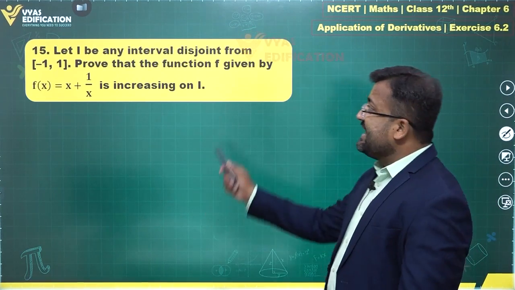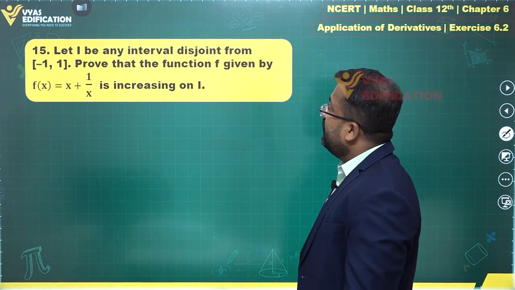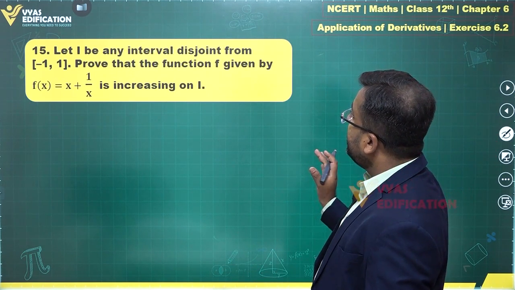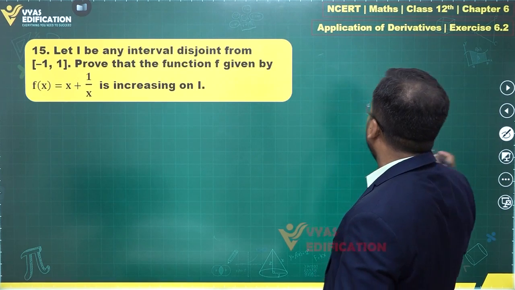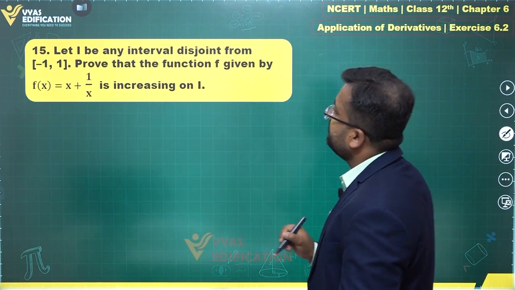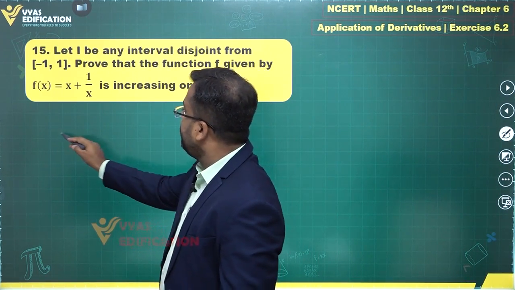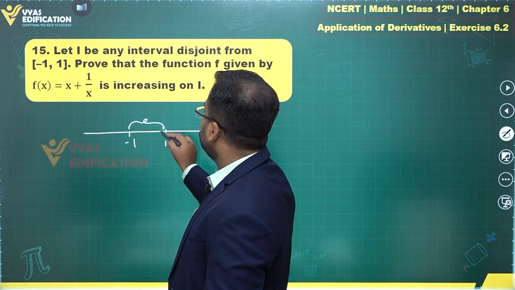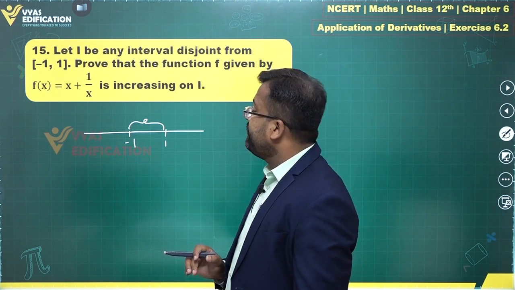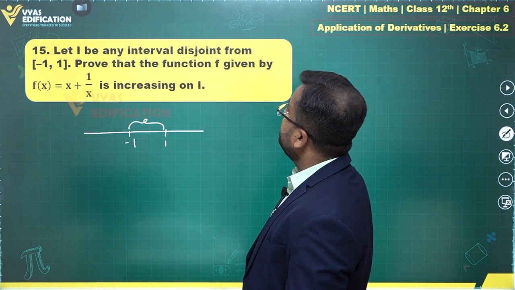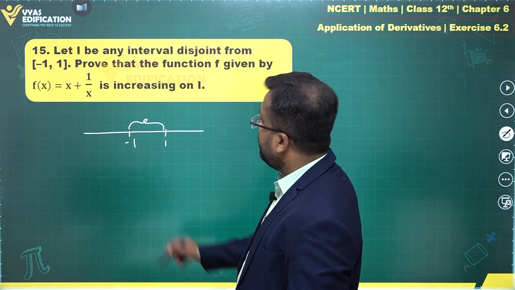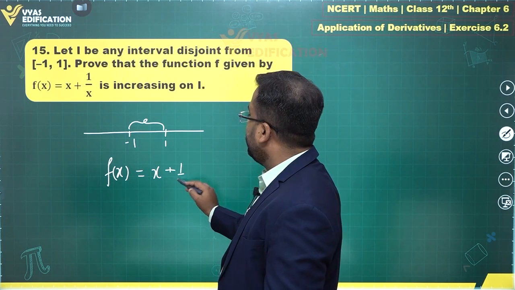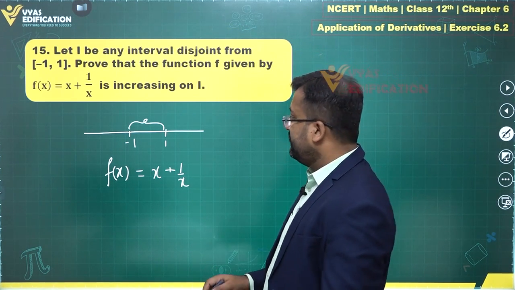Question number 15 says, let I be any interval disjoint from minus 1 comma 1. Prove that the function f given by this is increasing on I. Let's take a look at this interval. So, disjoint from minus 1 comma 1 would imply that this particular region should not lie in that interval, right? So, f x is equal to x plus 1 upon x. This is what we have.